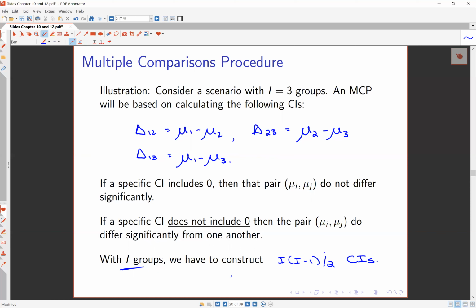Now, what can we learn from these confidence intervals if we were to construct them? Well, if we looked at any confidence interval, and that interval includes 0, then the specific pair of treatment means that refers to would suggest to us that those treatment means do not differ from one another. And on the other hand, if a confidence interval does not include 0, well, 0 not being in the interval tells us that we are seeing statistical evidence of a difference between those treatment means. So that's how we would interpret these at the confidence interval level.